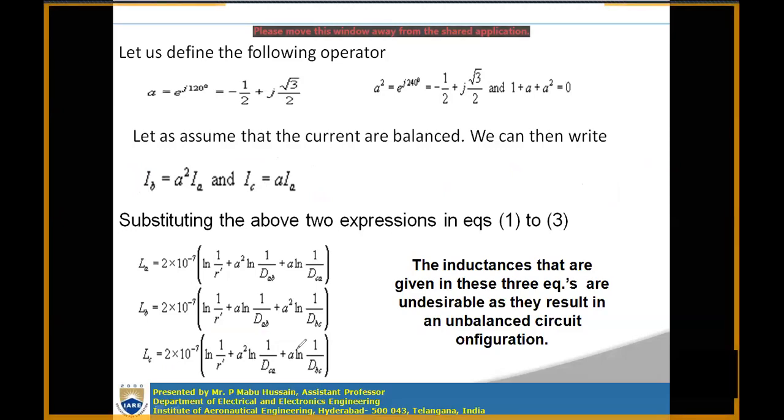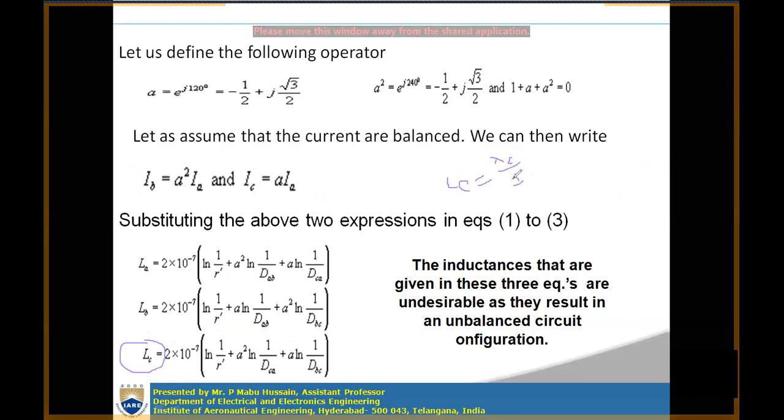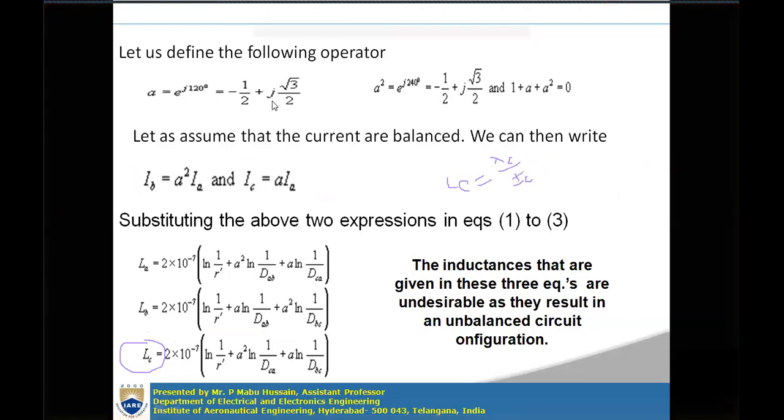Okay, what is done now? We are having only 7 minutes, right? I will also explain how you got this LC also. So LC is equal to lambda C by IC. Okay, you know this lambda C by IC.